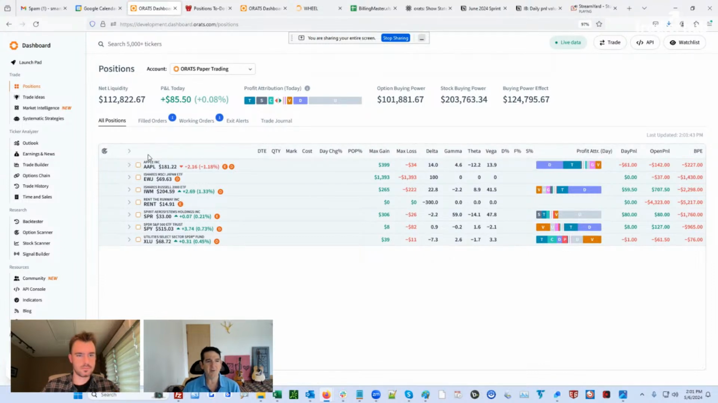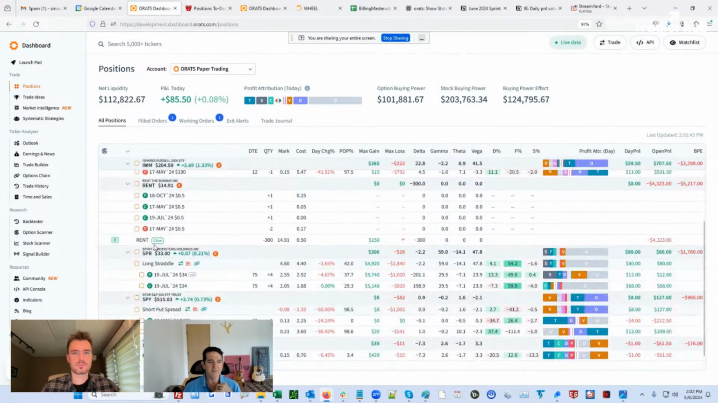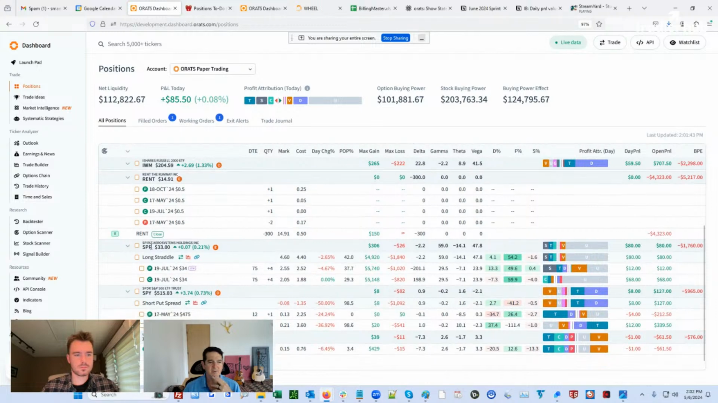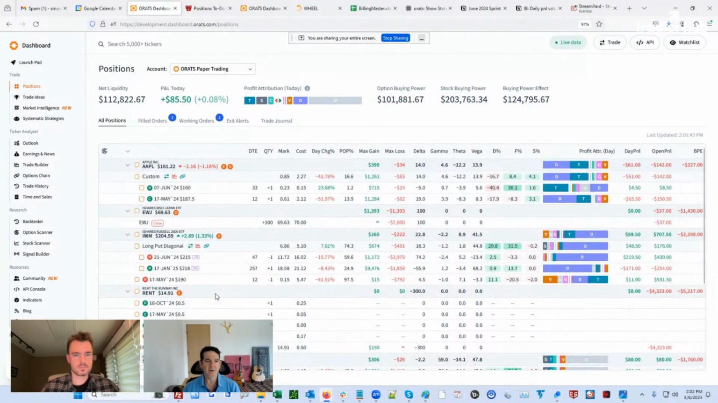But the neat thing is you get all your positions come in. They're minimized now. When I maximize them, I could see what these trades are. And then I can treat them as a custom position, or I could define them in various ways. So we have a straddle on, we have a short put spread, and then just a single put there.